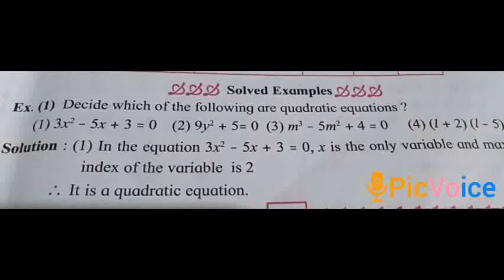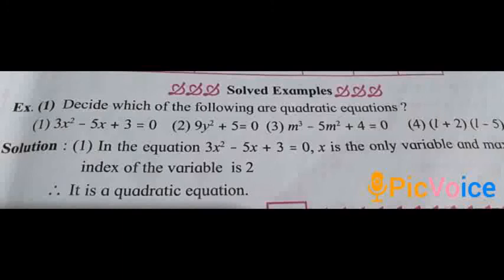Now here there are some solved examples given. They have given you some equations and you have to find out whether they are quadratic or not. So the first one, 3x square minus 5x plus 3 equal to 0. You will write down comparing with ax square plus bx plus c equal to 0. We get a is equal to 3, b is equal to minus 5, and c is equal to 3. Therefore it is a quadratic.